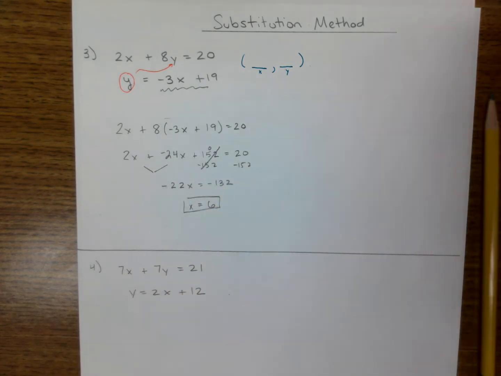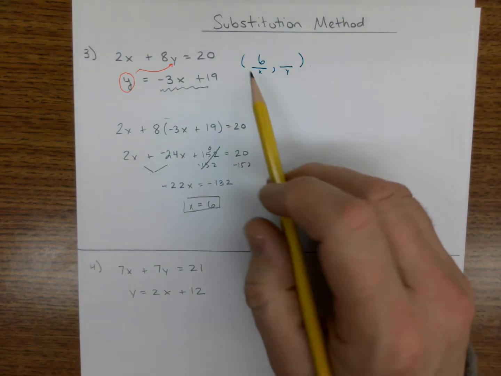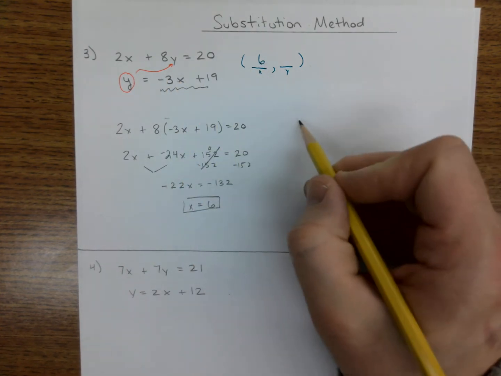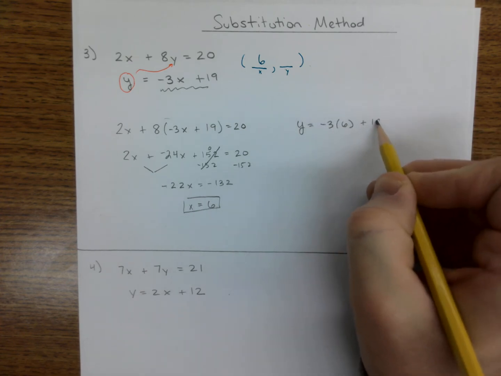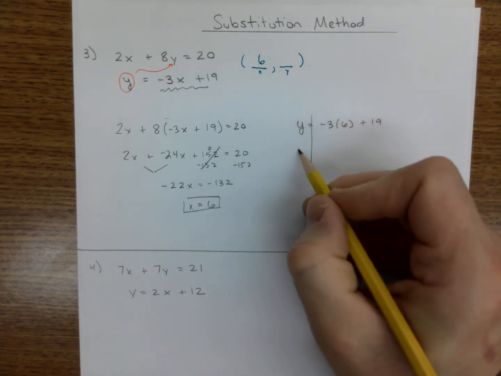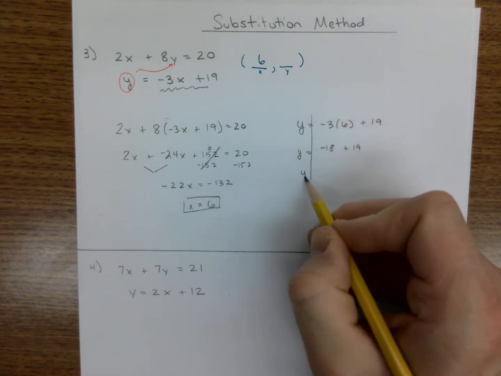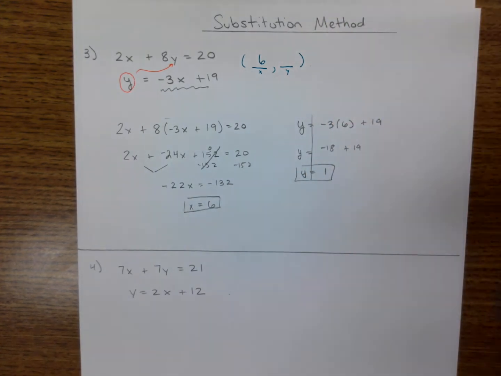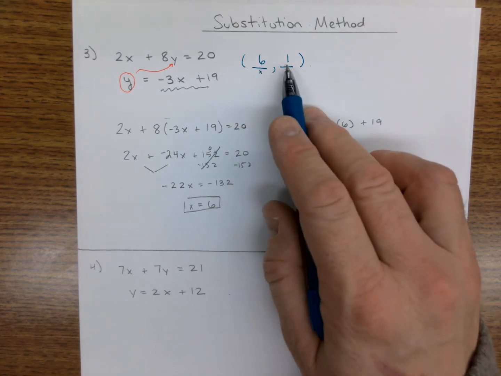So now we know one of the values. X is 6. Now our job is to find the other value. Well, we can take this 6, plug it in right there, and that would look like y is equal to negative 3 times 6 plus 19. Simple equation to solve. It's negative 18 plus 19. Y is equal to 1. And our answer is 6 for the x, 1 for the y.